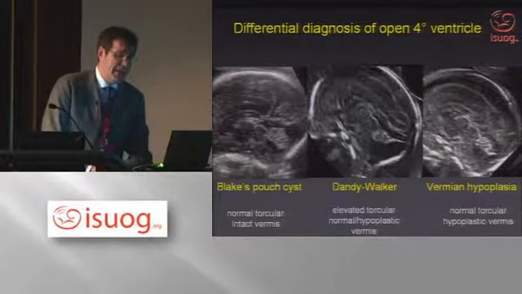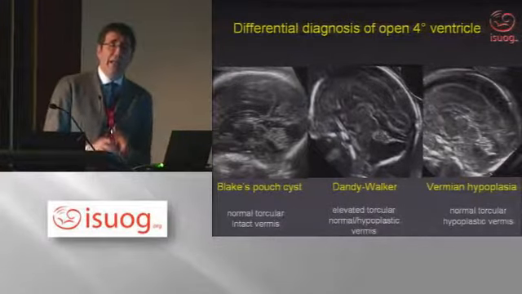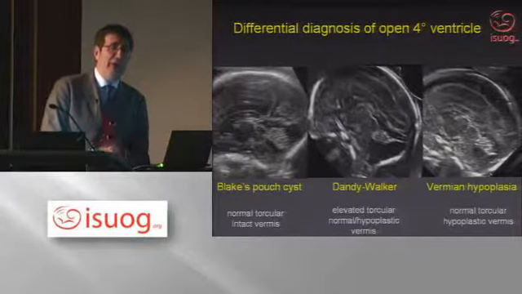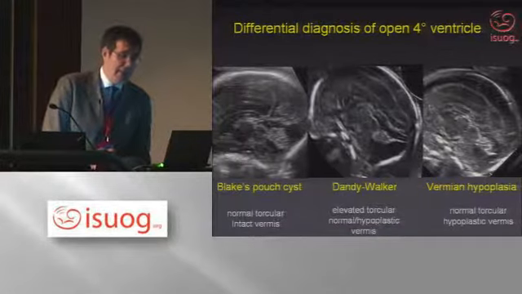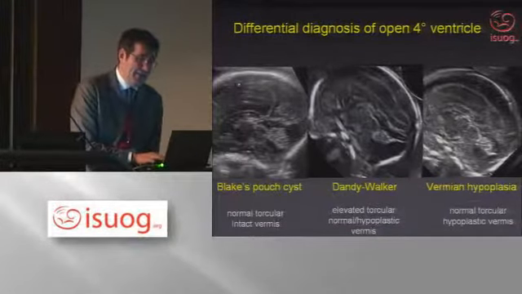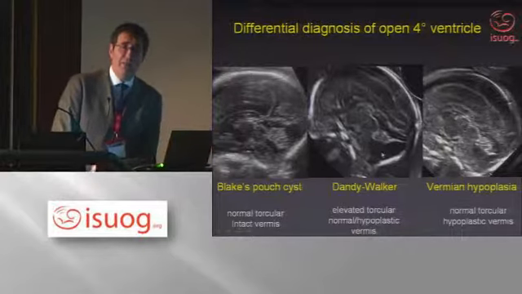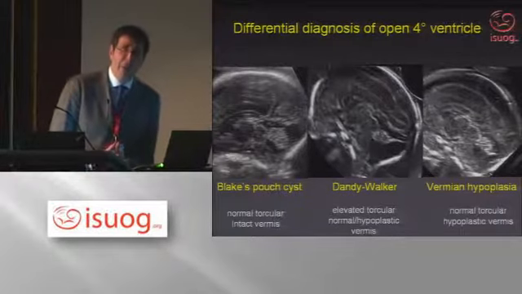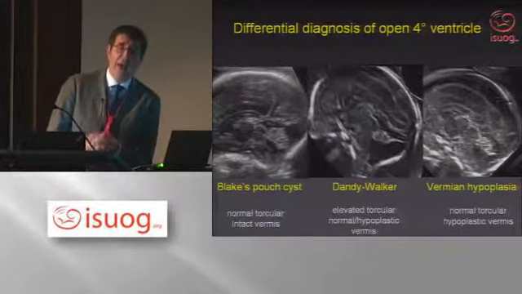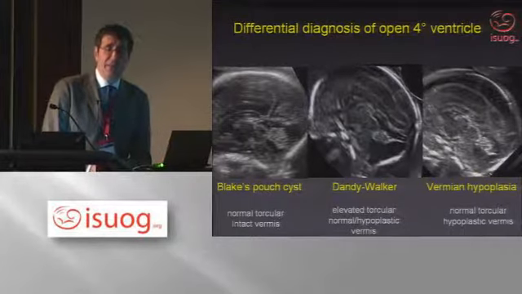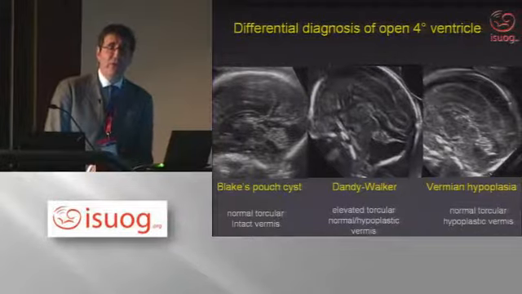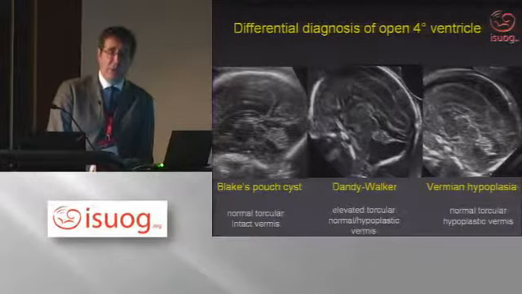Differential diagnosis, these are the three entities. I'm not going to tell you that it's going to be easy to make the differentiation. I'm not going to tell you that you are going to be accurate in 100% of the cases. But I think that at least the Blake's pouch cyst and the Dandy-Walker malformation you can easily spot in the majority of cases. Again, the Blake's pouch cyst is everything normal, but a slight upward rotation of the cerebellar vermis, usually less than 45 degrees. If the rotation is more than 45 degrees, you should be suspicious.